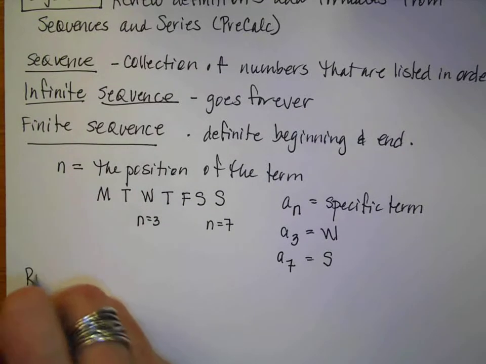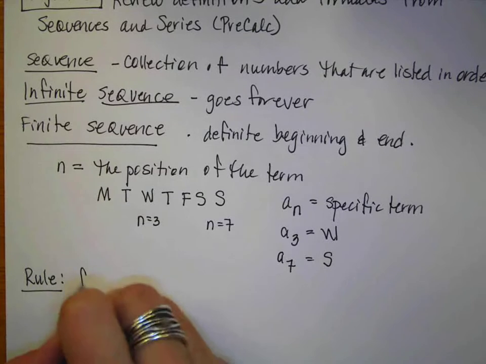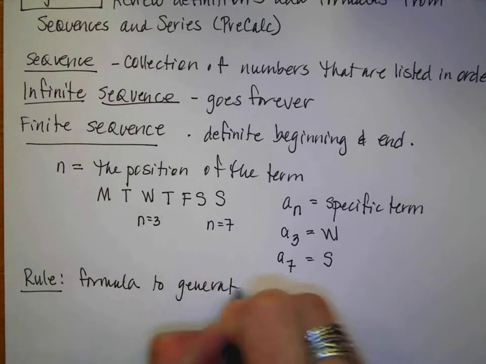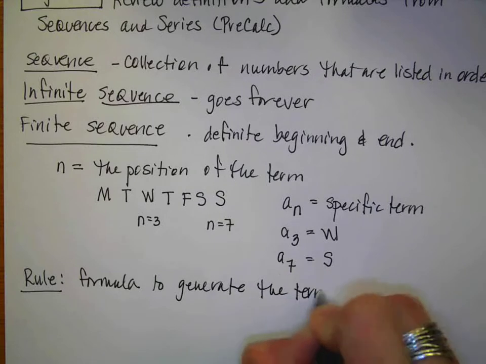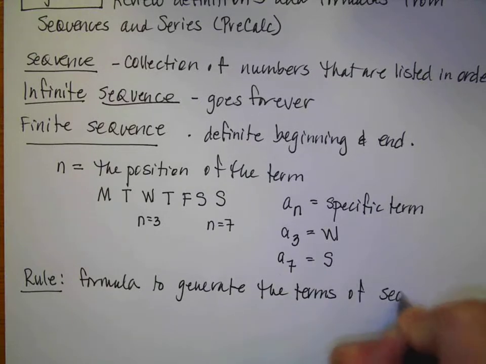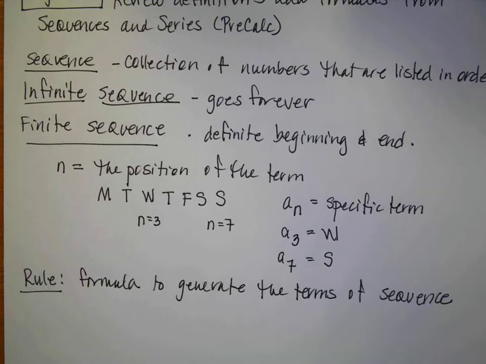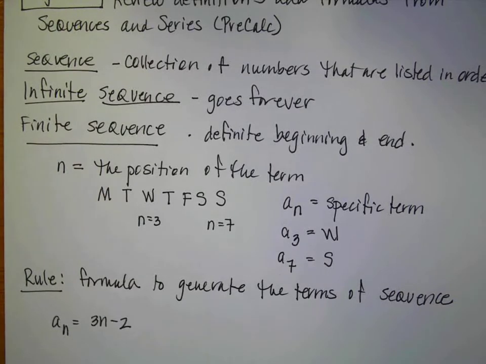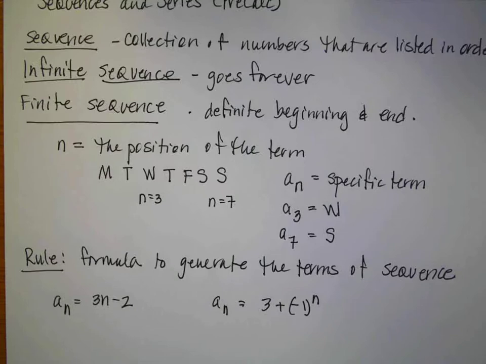We also talk about, in sequences, a rule. And a rule is a formula to generate the terms of the sequence. And I am going to go back and show you eventually, as we're doing things, how to do this in your calculator, because your calculator can generate all the terms for you. So an example of a rule would be a sub n is 3n minus 2, all right? Or maybe another one is 3 plus negative 1 raised to the n, okay? And so that would be that.